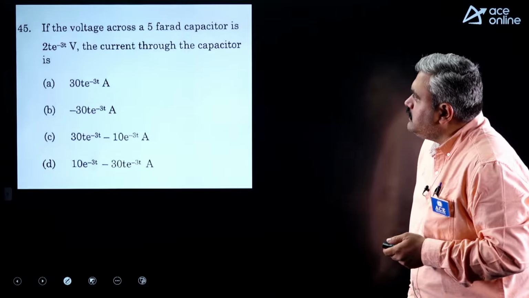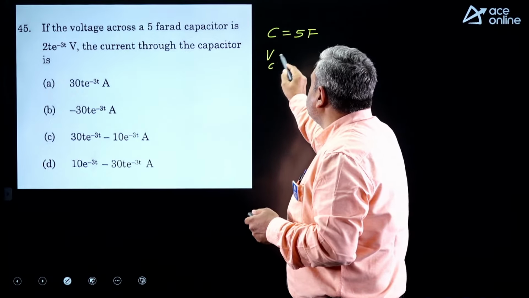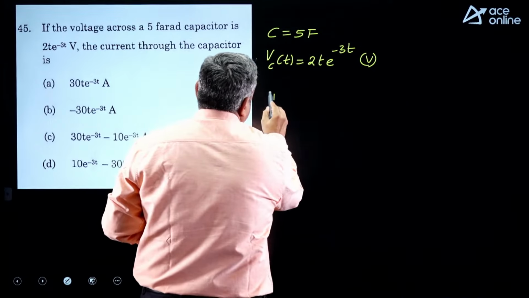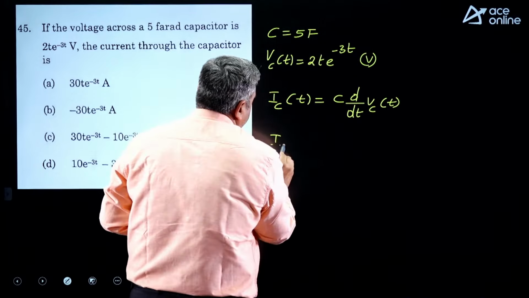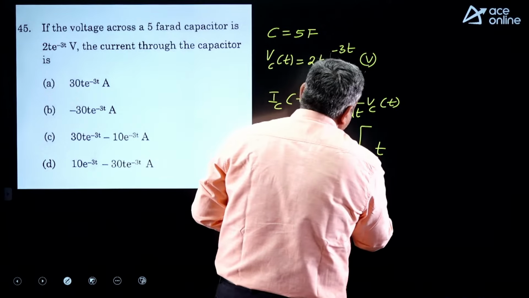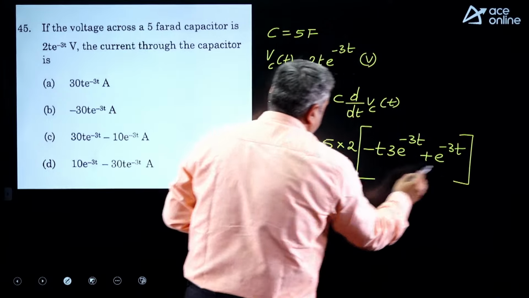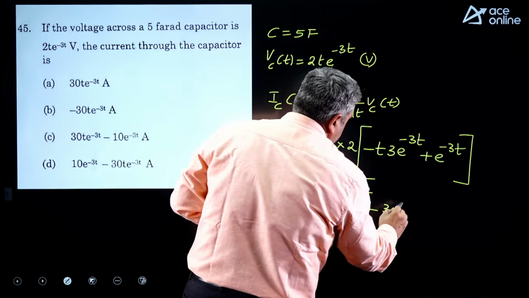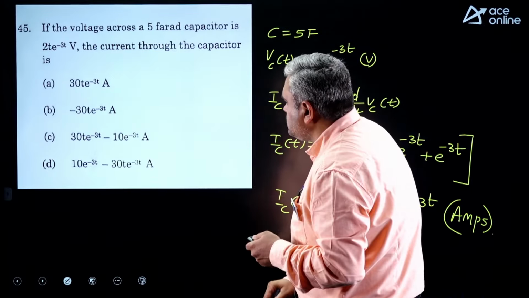A theory bit. If the voltage across a 5 farad capacitor, so capacitance value is given, voltage across capacitor, Vc of t is 2t e power minus 3t volts. Current through the capacitor. So relation is C into d by dt of voltage across capacitor. So substitute those values and take a derivative. So 5 into 2 you can write outside. This is t into e power minus 3t, derivative will be minus 3 e power minus 3t plus e power minus 3t, derivative of t will be 1. So this IC of t will be 10 e power minus 3t minus 30t e power minus 3t in amps for values of t greater than 0. So possible choice is option D.